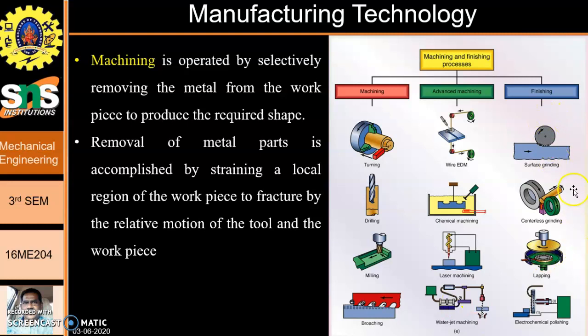So what finishing operations do we use, for example, for getting a good surface finish? We use the surface grinding machine, the centerless grinding, the lapping machine, and the electro polishing machine, etc. A little knowledge will be given to you on all these processes, but further reading is always required by the students, and I'm asking you to get prepared for this.